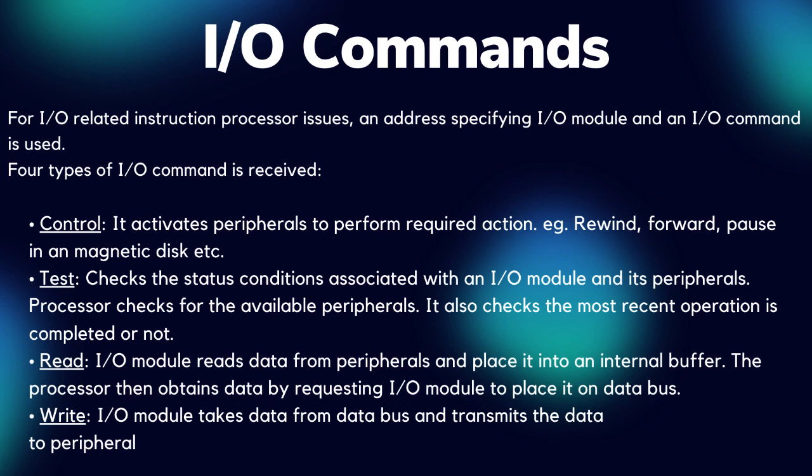The third one is read. The I/O module reads data from peripherals and places it into the internal buffer. The processor then obtains the data by requesting the I/O module. Then that data is placed onto the data bus and finally transferred to the memory and stored there. The fourth one is write. The I/O module takes data from the data bus and transmits the data to peripherals. Means the data is taken from the data storing register and is transferred by the data bus to the memory with the help of write as an I/O command.